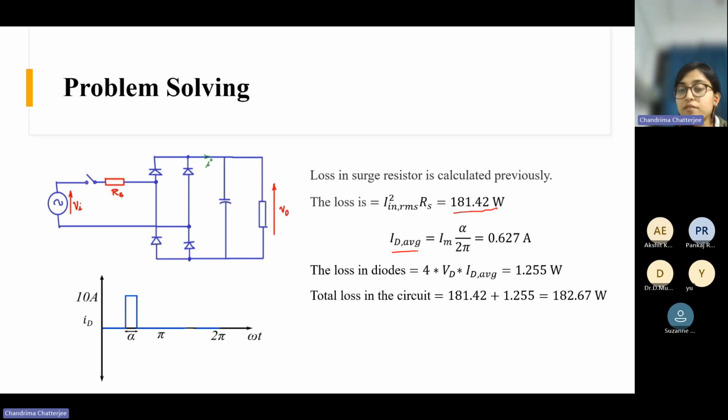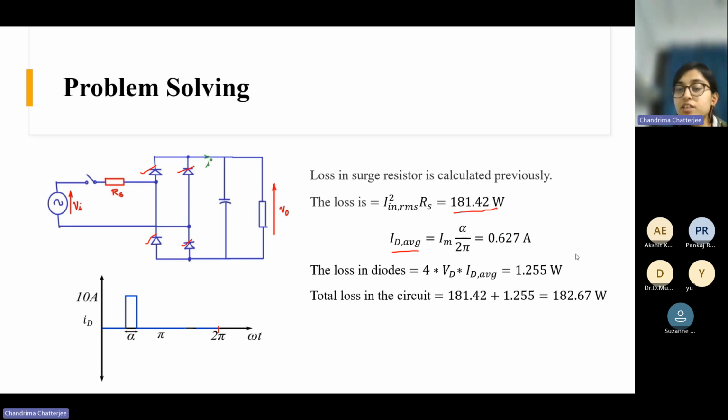Now we need to calculate the average current through the diode, which is alpha by 2 pi. Why is this 2 pi? Because each diode conducts only once in a 2 pi duration. In the positive half cycle, this diode and this diode will conduct, and in the negative half cycle, this diode and this diode will conduct. So each diode conducts only during this duration in a total 2 pi duration. That's why this is alpha by 2 pi, and this is the current, 10 ampere IM. So ID average is this value.